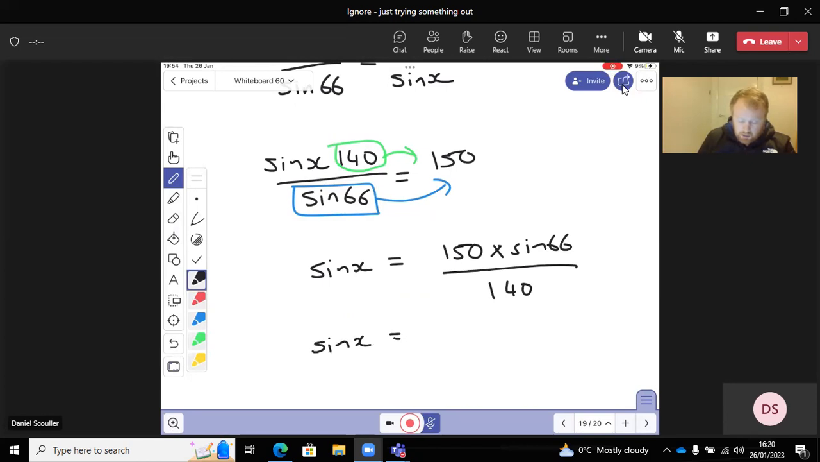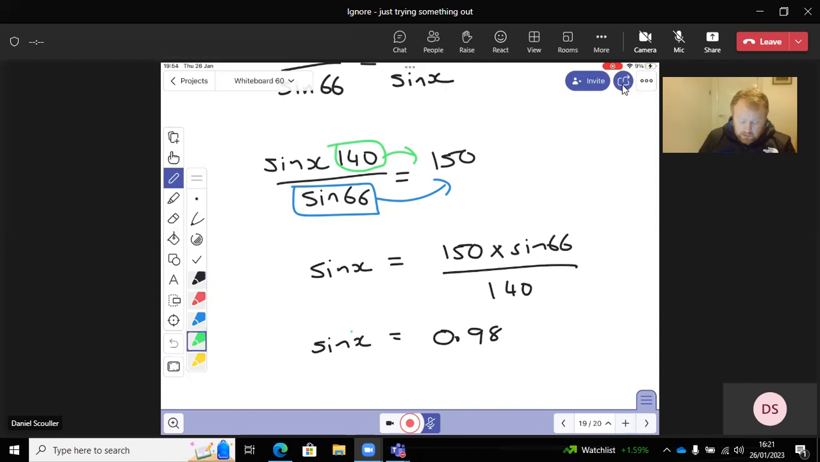So you can either work that out, put that in your calculator and get an answer for it. 150 sin 66 over 140. Okay, so I'm getting 0.98 out of that. Okay, 0.98. That doesn't tell us anything right now.